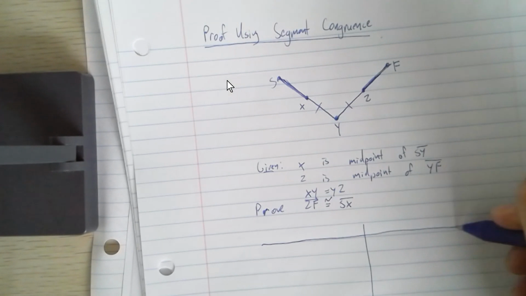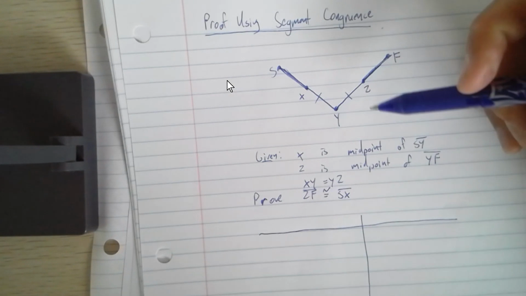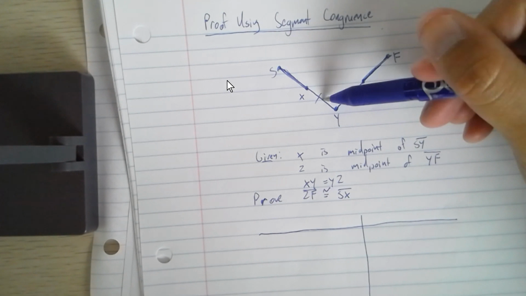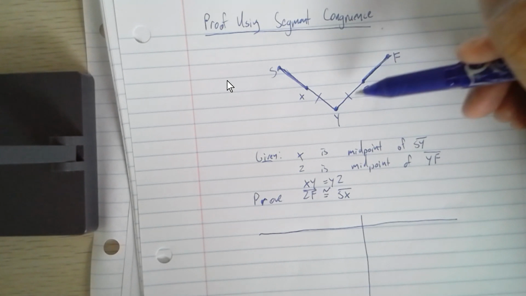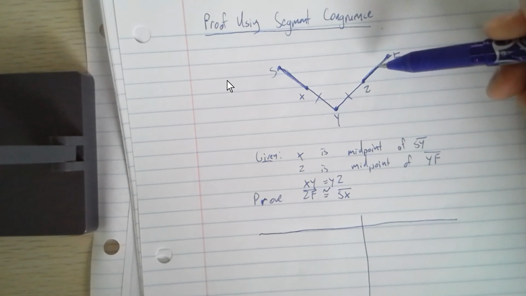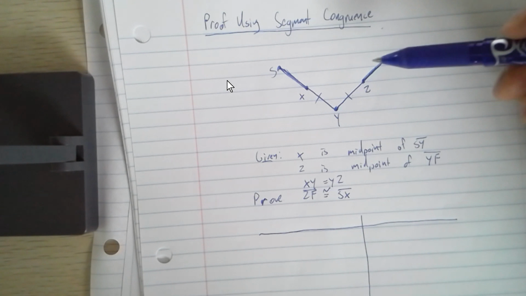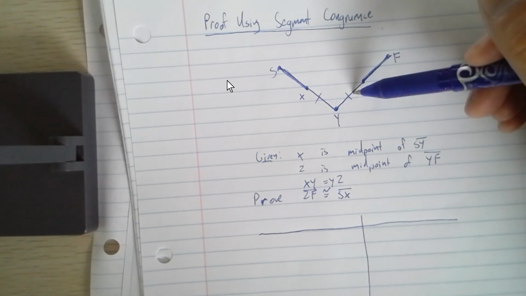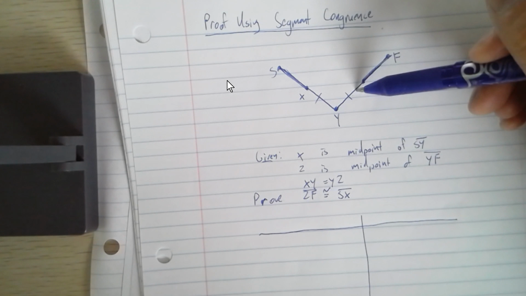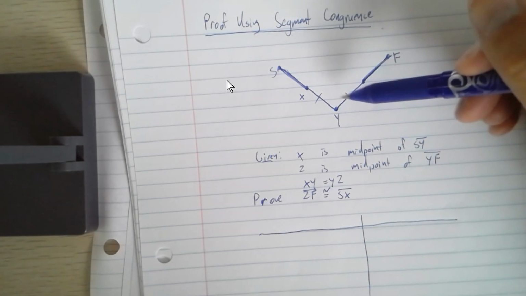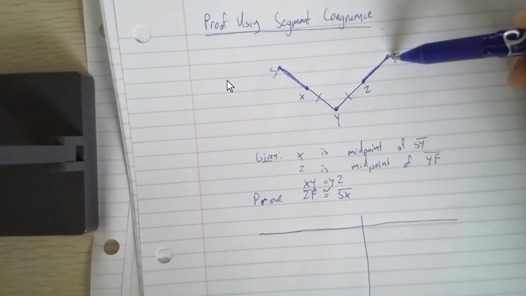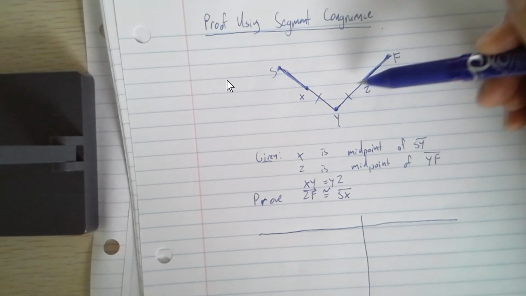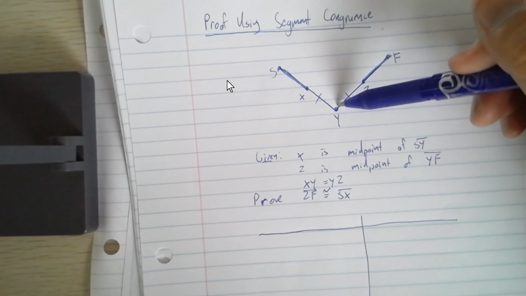Already in my head, let's think of a few things. The midpoint theorem would say that this and this are equal. The midpoint of this one would say this and this are equal. Okay, ZF and YZ are equal. And then we know that ZF is congruent to YZ because that's the midpoint. We also know that this being equal to this means ZF is also equal to XY. And because ZF is equal to XY, we also know that SX is equal to XY. So guess what? This and this should be equal.